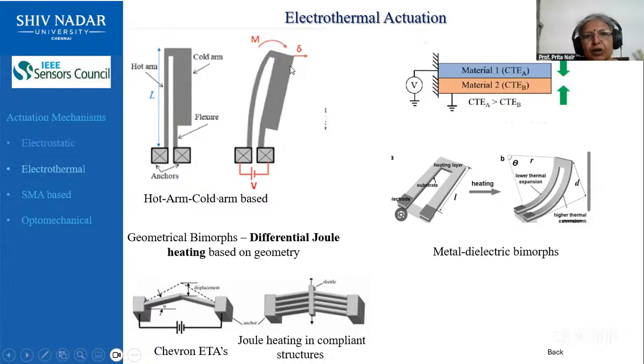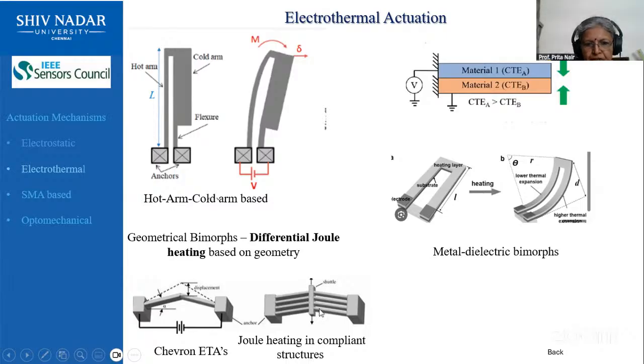So you are creating a bimorph not by having two different materials, but by making geometrical differences, right? So we call them geometrical bimorphs. You can have many structures like this. If you see, there's a small angle here, there's a central beam.